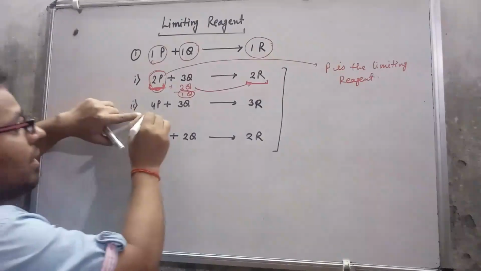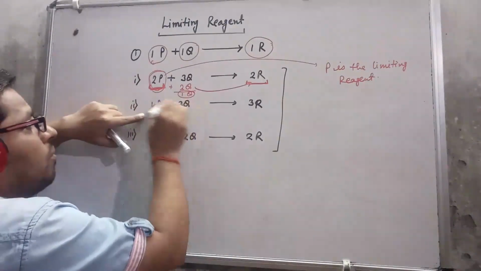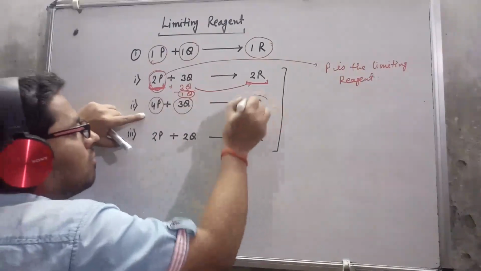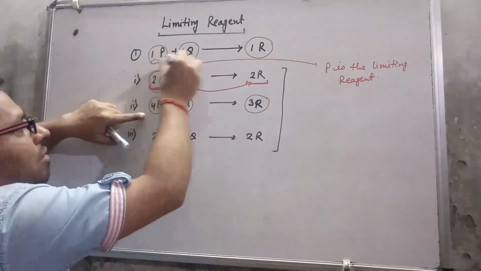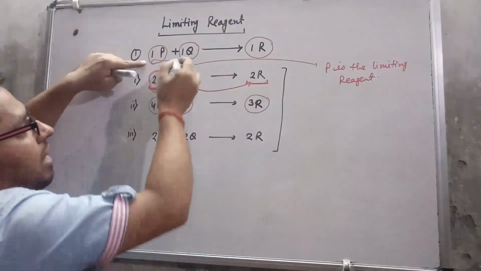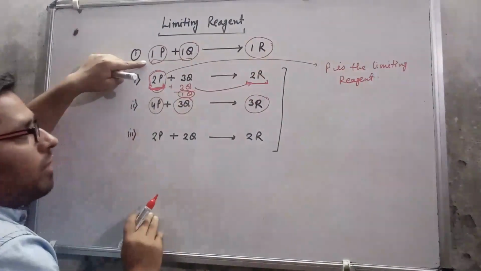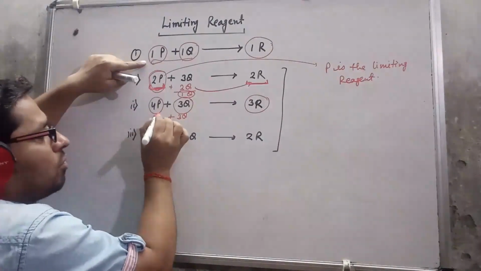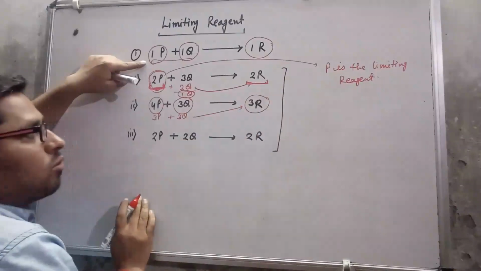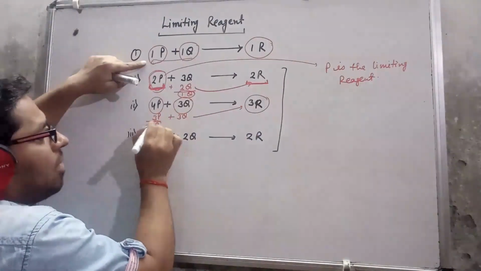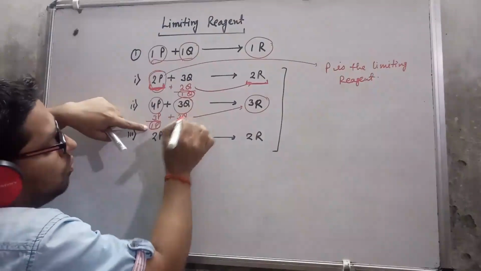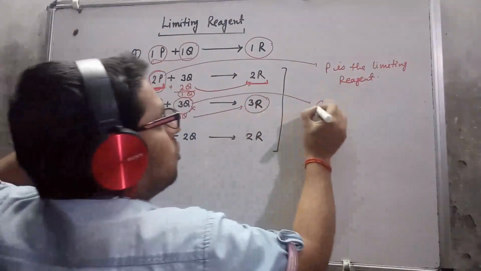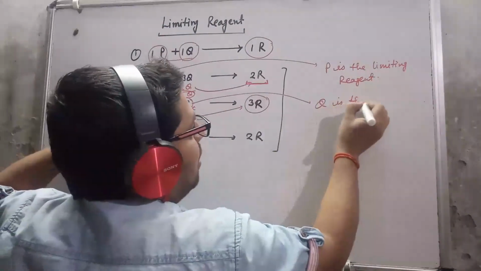Now, here you can check 4 moles of P combined with 3 moles of Q to give us 3 moles of R. You will compare the same thing. 1 mole of P combined with 1 mole of Q gives us 1 mole of R. So, 3 moles of Q combined with 3 moles of P give us 3 moles of R. So here also you can check that 1 mole of P is left but Q is finished. That means Q is totally consumed. So Q is the limiting reagent.